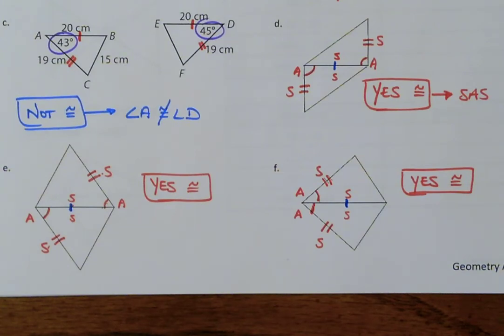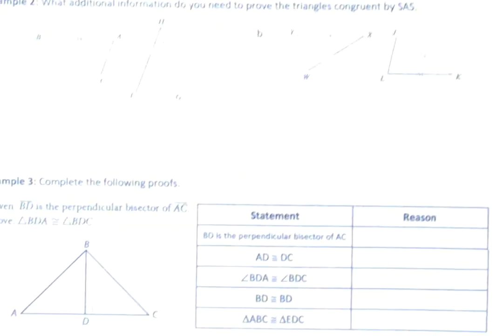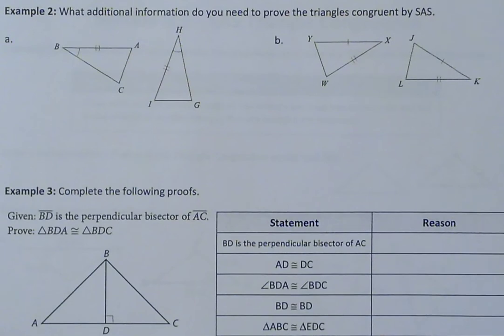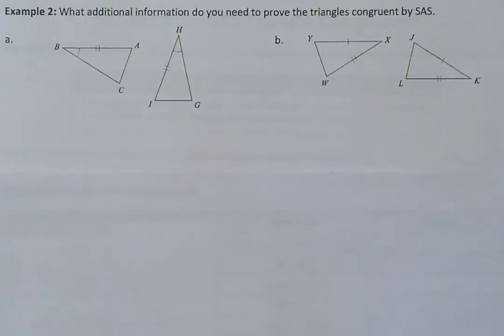All right, so that is our second shortcut, and that's practice using it. Now, just like we did with section 5.2 notes, where example 2 talked about what additional info do we need, I want us to practice that today. And then there is a series of 2-column proofs after that for our notes.